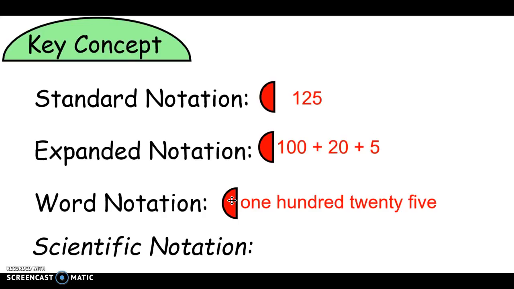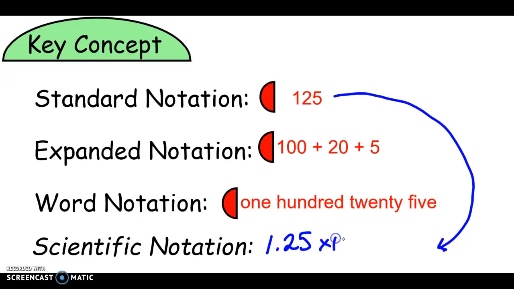So today we're going to learn scientific notation. We're going to be taking numbers that are in standard notation like 125, and we're going to write them in scientific notation, which would be 1.25 times 10 to the second. You might have seen that before. And then we're going to take numbers that are in scientific notation and write them back in standard form. So we're going to go back and forth between the two today.